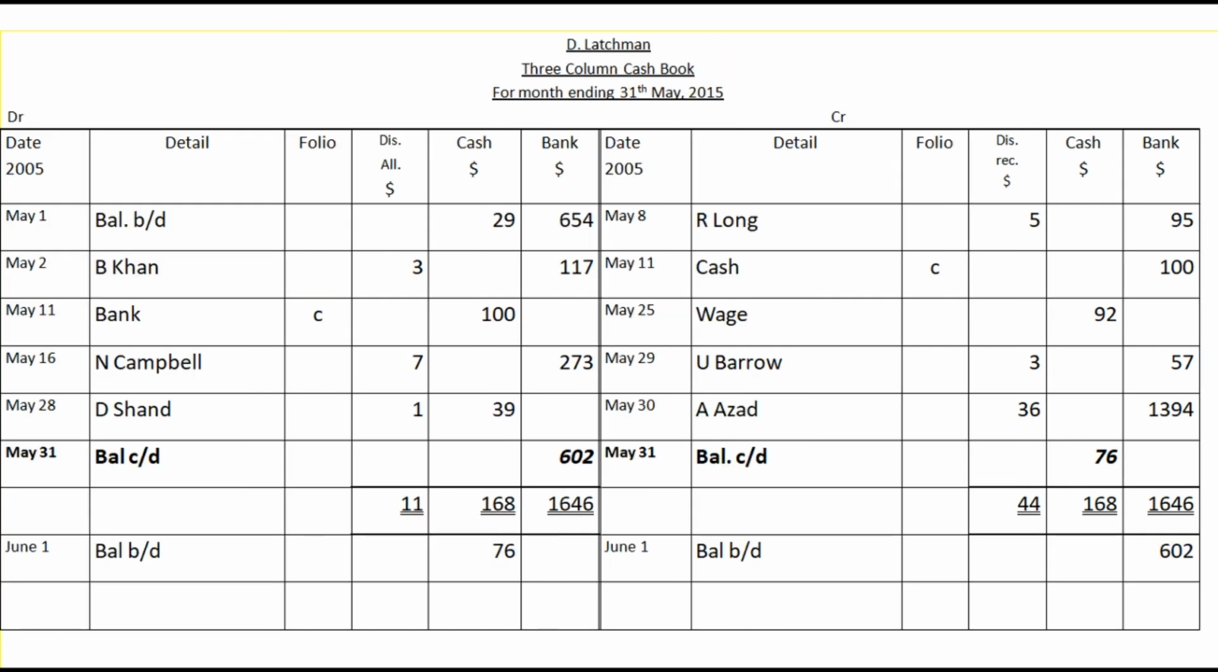Now, this is how it should look at the end of preparing the three-column cash book. I hope that you have learned something. You can always look back at the videos, do your own research, stay safe, and I will see you in the next lesson.